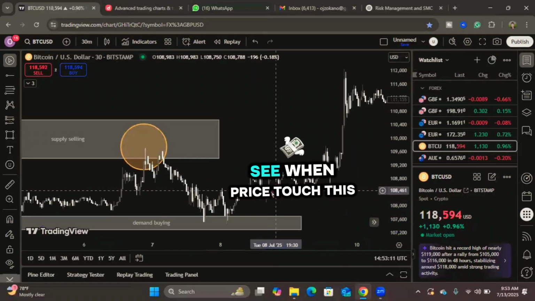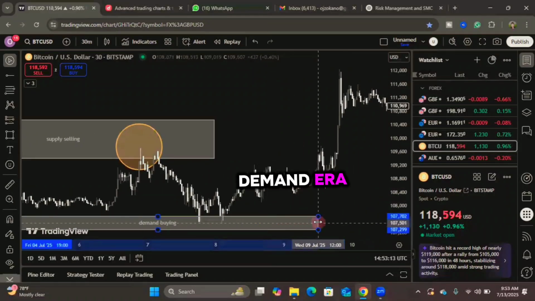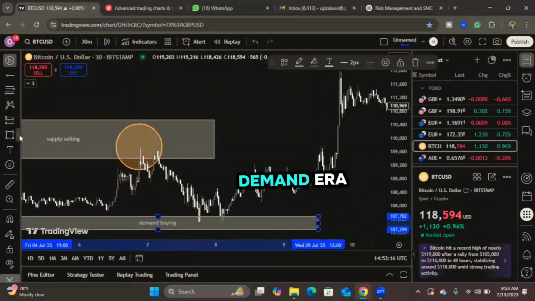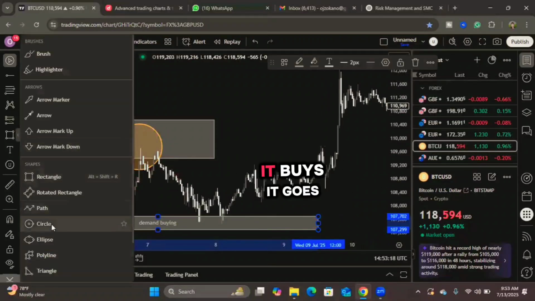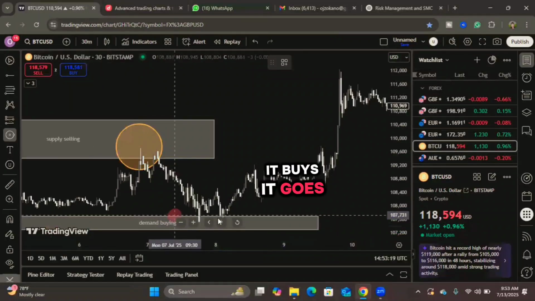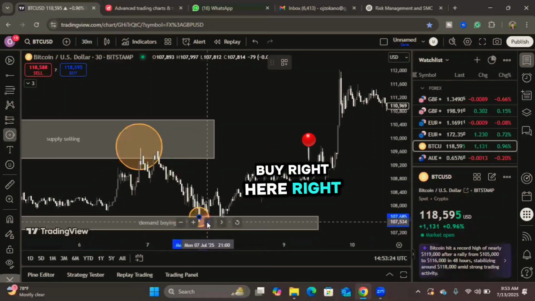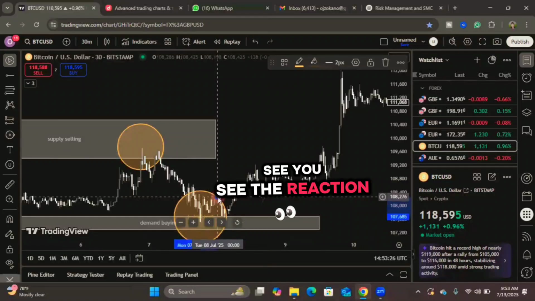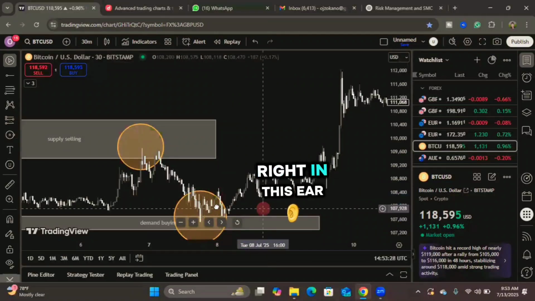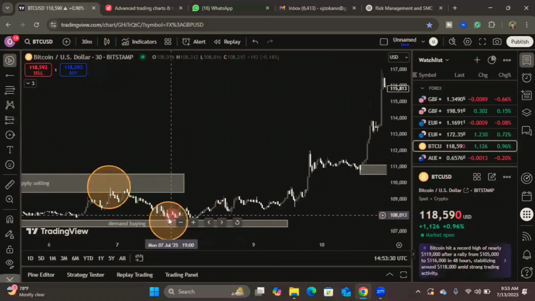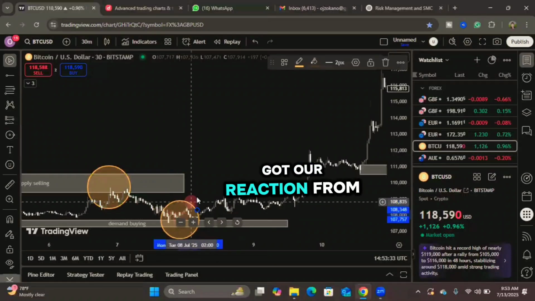And what do we see when price touches this demand area? When price touches the demand area, it buys. It goes all the way up. So we get one buy right here, right? You see the reaction? We get the reaction right in this area. This is where we got our reaction from.